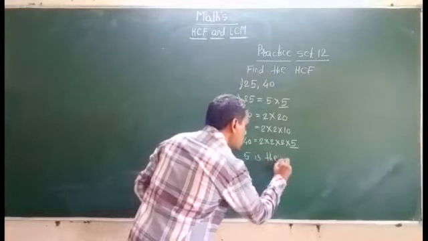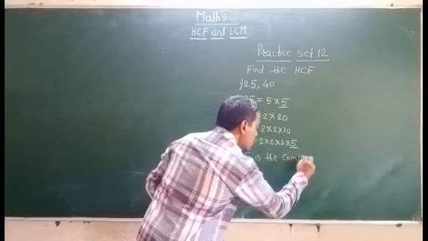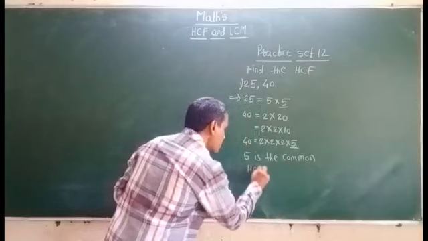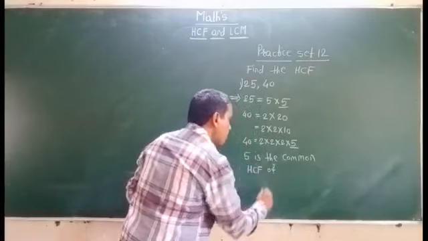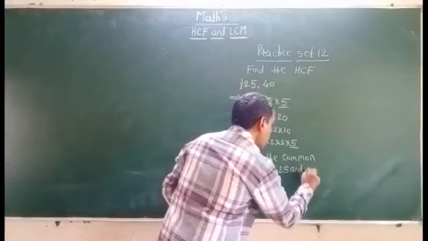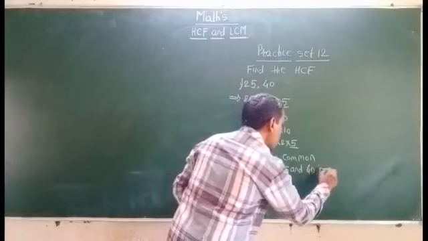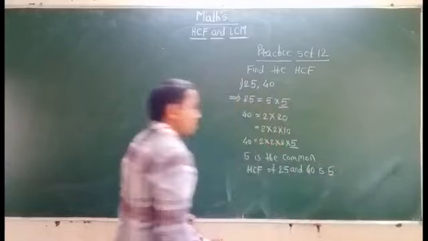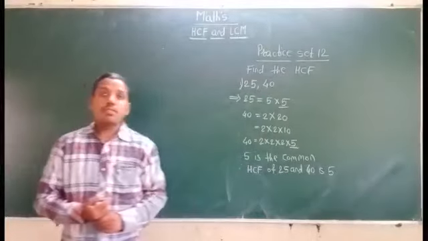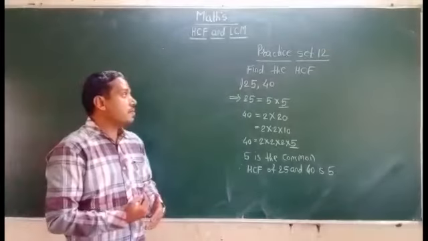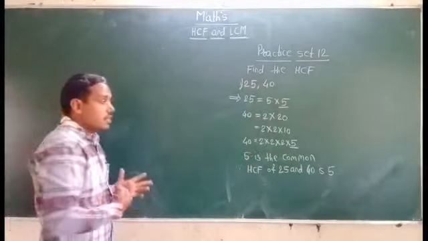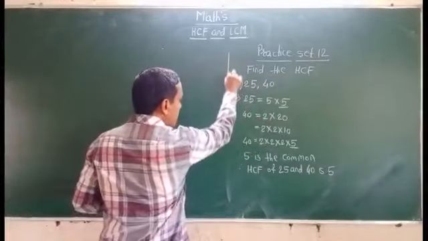5 is the common factor. Therefore, the HCF of 25 and 40 is 5. In this way, we can find the HCF of any two composite numbers. Let us take one more example.